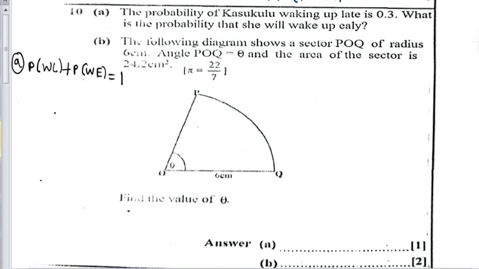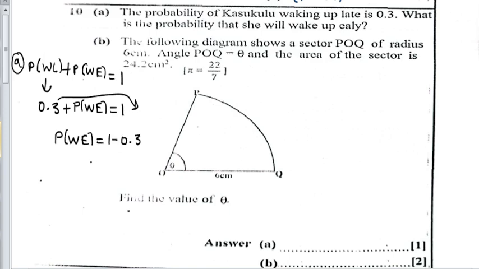Then they are saying the probability of Kasukul waking up late is 0.3. So for waking up late, it's 0.3. Then what is the probability that she will wake up early? That we don't know. So the 0.3 will cross the equal sign. So remain with the probability that she will wake up early, and this will be 1 minus 0.3. What is 1 minus 0.3? We get 0.7. So 0.7 is the probability that she will wake up early.